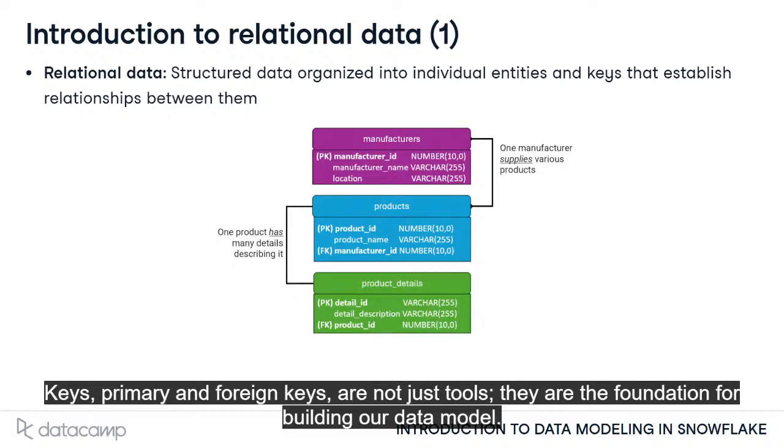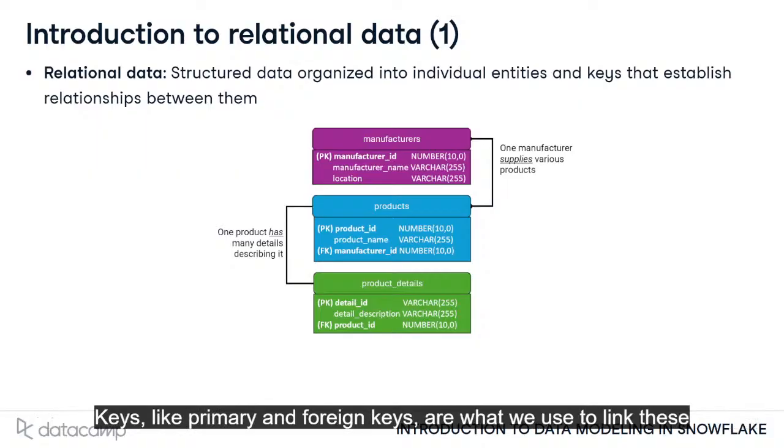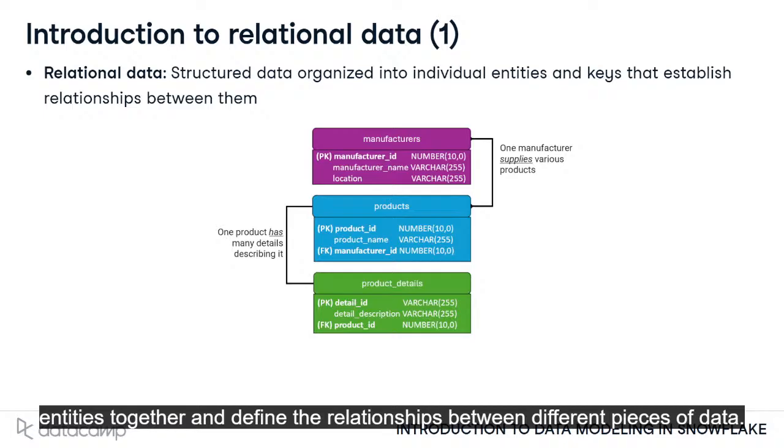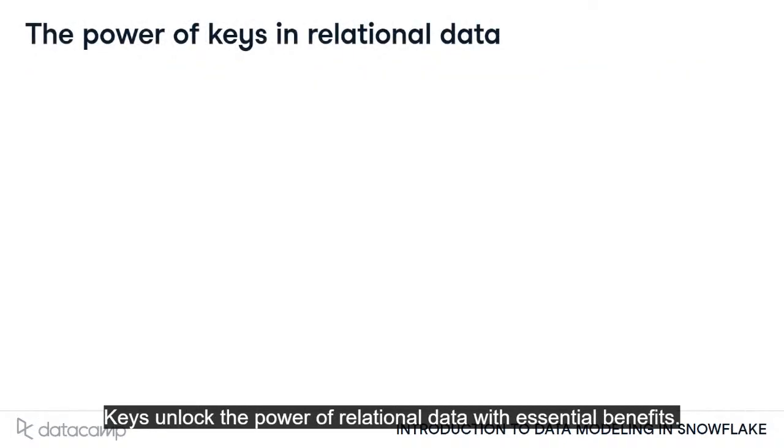Keys, primary and foreign keys, are not just tools. They are the foundation for building our data model. The concept of relational data refers to data neatly arranged into distinct entities. Keys, like primary and foreign keys, are what we use to link these entities together and define the relationships between different pieces of data. Keys unlock the power of relational data with essential benefits.